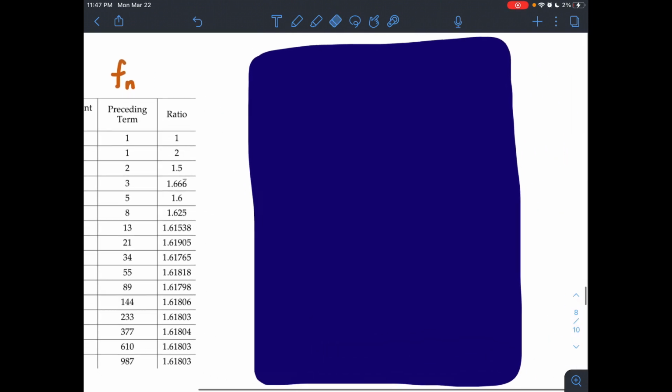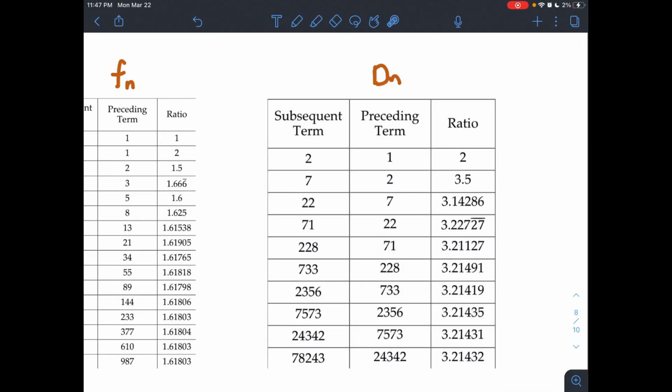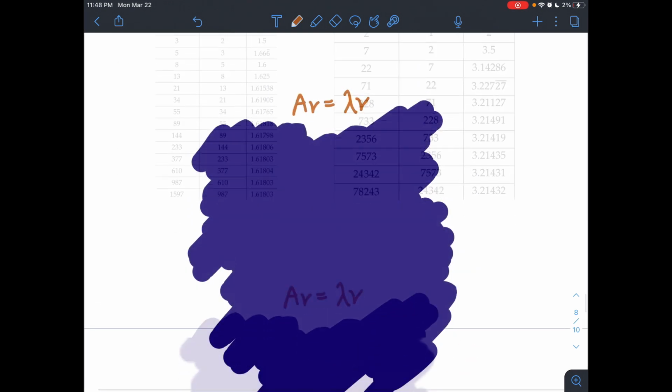If we take a look at our D of n sequence derived earlier for tiling an n by 2 board, dividing one term by the previous term gets us closer to this ratio, which is approximately 3.214. However, its significance has not yet been determined.